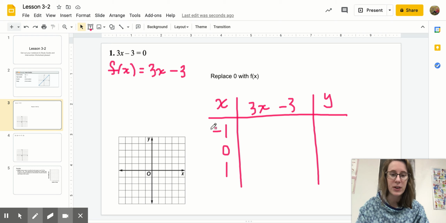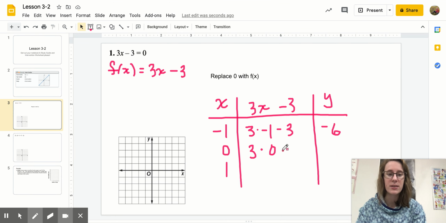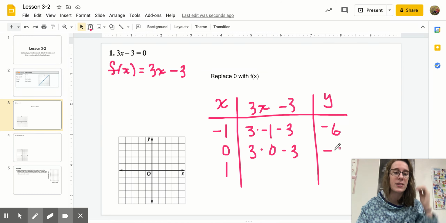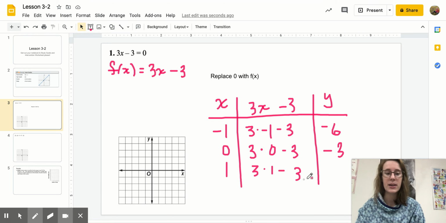So what this is going to do for us is when we plug in -1, 3x is also known as 3 times x. So in this case, it's 3 times -1. 3 times -1 is -3, minus 3 more is -6. Then we're going to do 3 times, instead of -1, this time we're going to do 0. 3 times 0 is 0, minus 3 is -3. Then we'll check out 1. 3 times 1 minus 3. 3 times 1 is 3, minus 3 is 0.